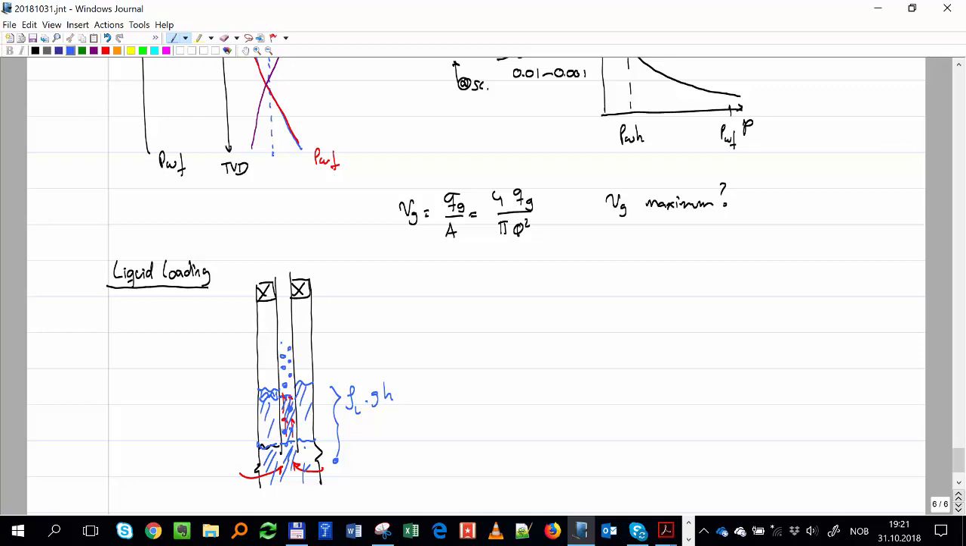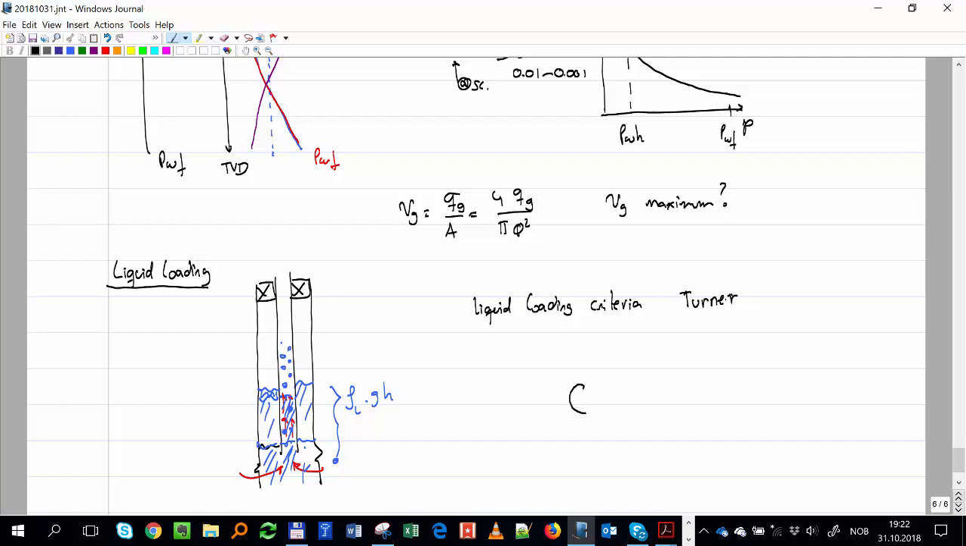To look at that, I'm going to cover relatively quickly a liquid loading criteria. That criteria came from an engineer called Turner. I don't remember which company he was working for, but I think it was around the 50s, maybe '56. Well, I don't remember.